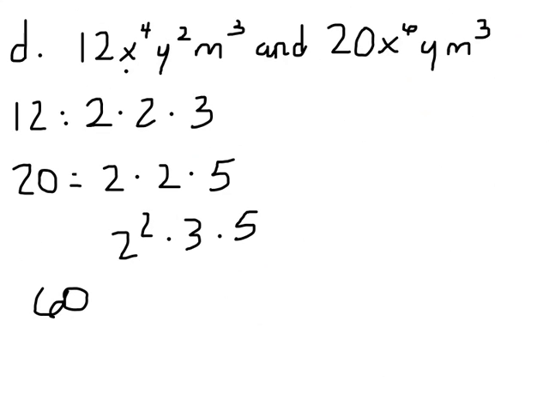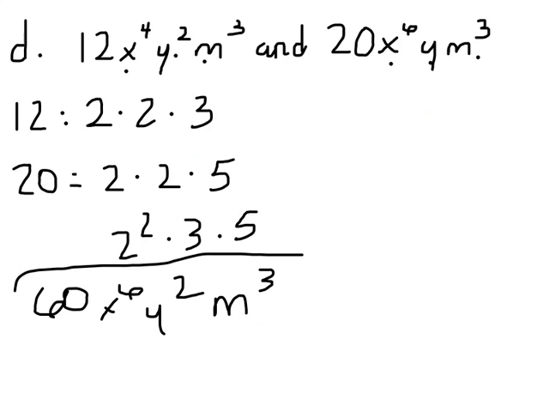All right, x to the 4th, x to the 6th. X to the 6th wins. Y squared beats y, and m cubed, so I'm going to use m cubed. Isn't that easy? All right, good.